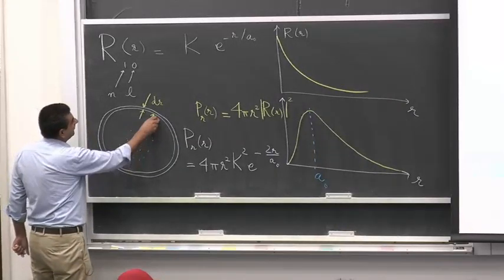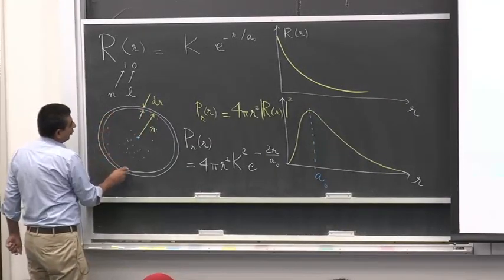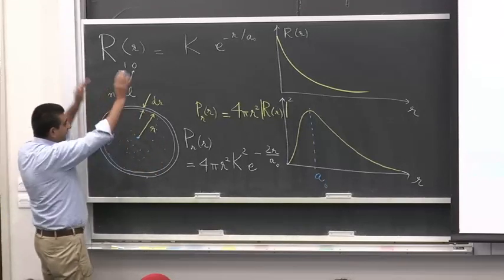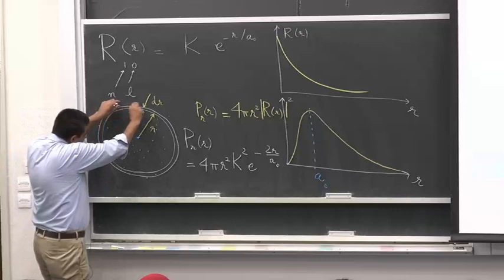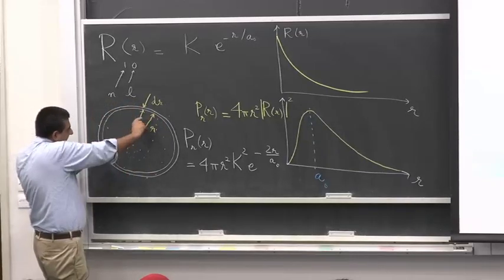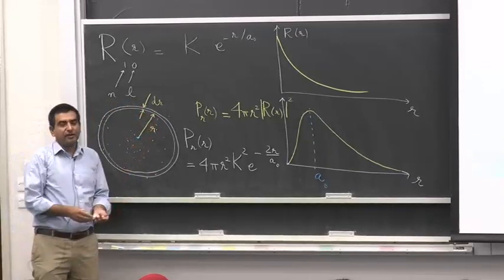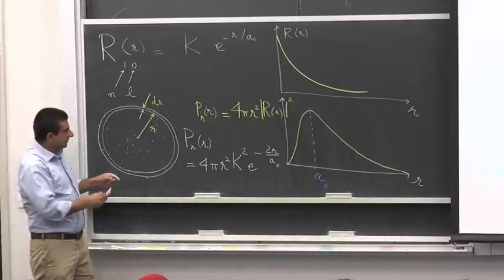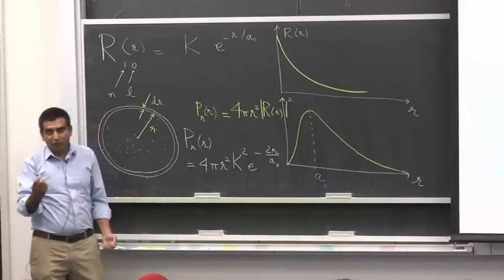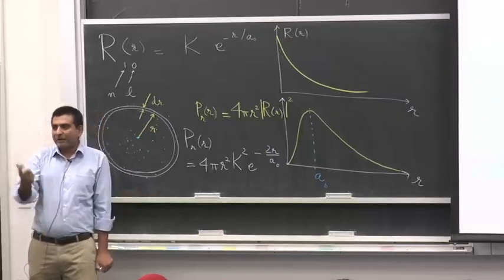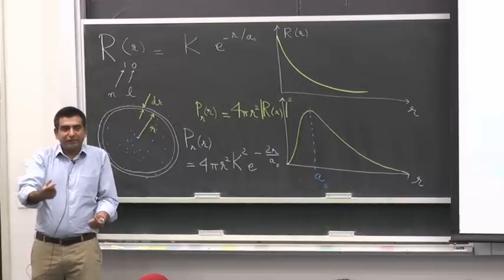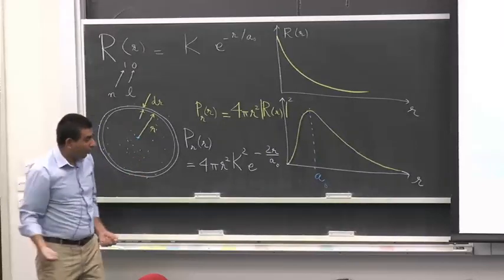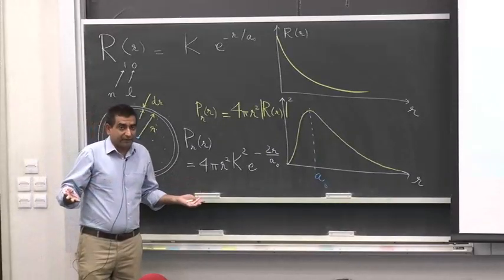Since I would like to specify the electron by an electron cloud which has a wave function that is smeared out in space, and I take a thin veneer of a shell at a radius r, the probability of locating the electron is maximized if this r equals a naught. Whatever that a naught is, I'm going to tell you what the value of a naught is. Okay, so this is a naught. This is called the Bohr radius.